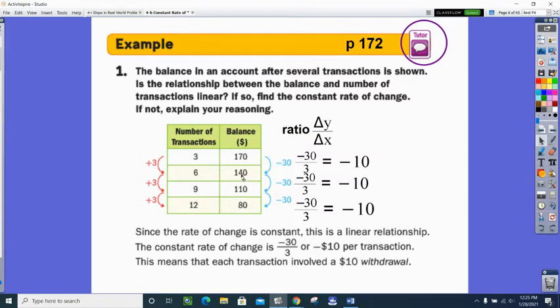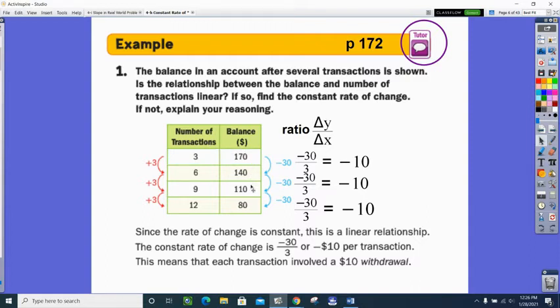Okay, so I'm going to take 140 minus 170. That gives me negative 30. And I'm going to take 6 minus 3. So y minus y is negative 30. 6 minus 3, x minus x is 3. And notice that we can divide this to make a unit rate. So in my calculator, negative 30 divided by 3, and many of you wouldn't need the calculator, but that would give me negative 10. So my rate of change is that I am going down $10 for every transaction at the bank. Then I go in again, and will it be another $10 per transaction?